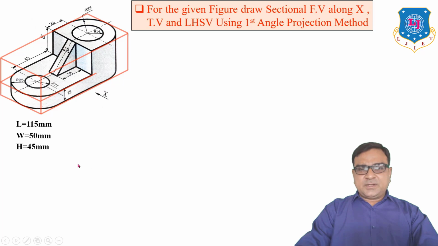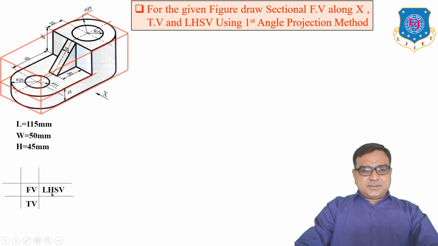So first of all we have to draw the orthographic projections, front view, top view and left hand side view. Then we use the cutting plane, like a vertical cutting plane, cut the object and then we will draw the sectional front view, top view and left hand side view using the first angle projection method.